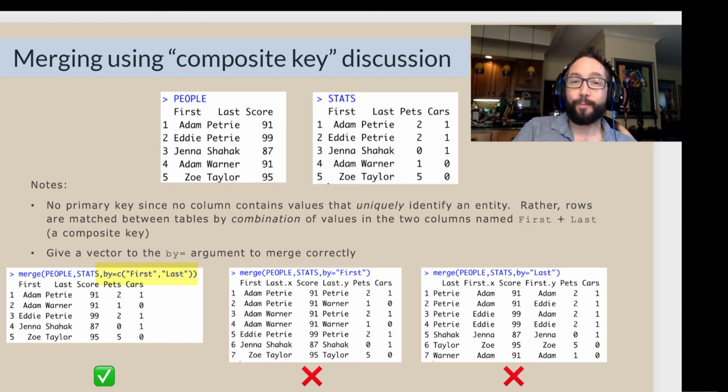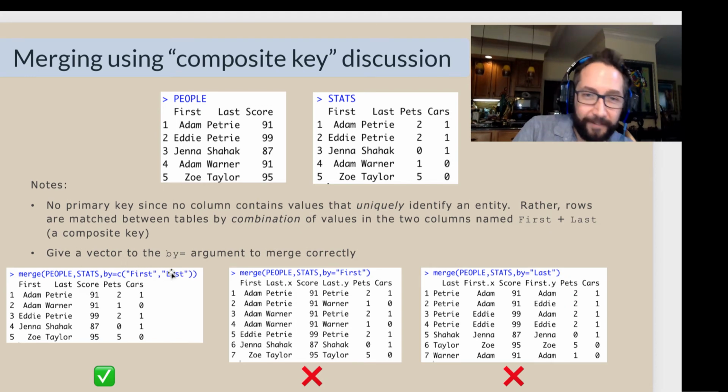So if I did want to start out with the people data frame and add in the number of pets and the number of cars that person has from the stats data frame, well, what I'm going to do is have as my by argument be the vector of column names in quotes that I need to use to match up an entity in one table to an entity in the other. So the combination of first and last uniquely specifies the individuals in the data frames, so by equals first, last as a vector.